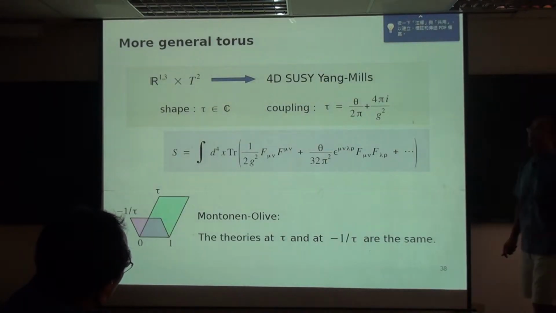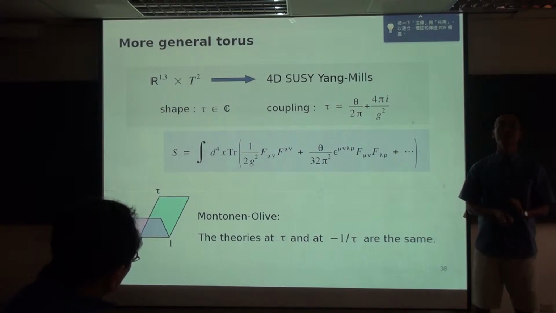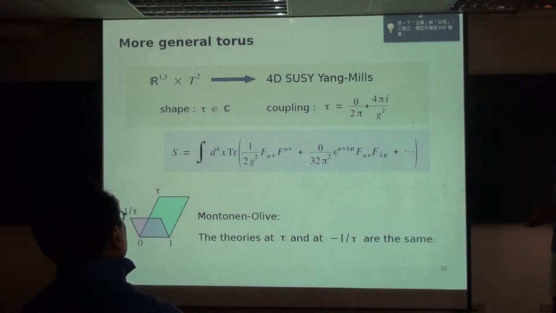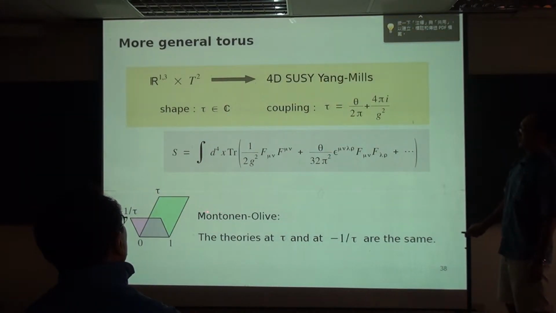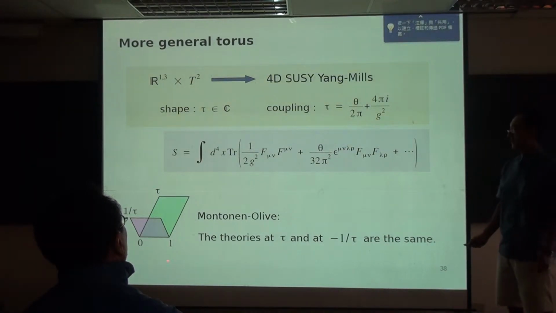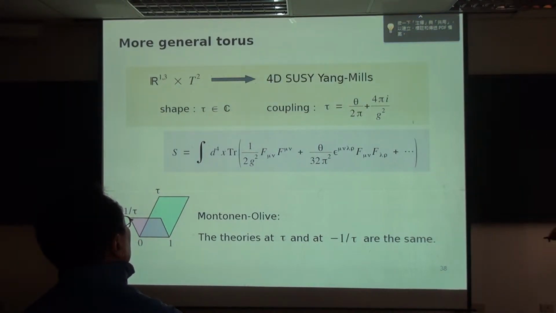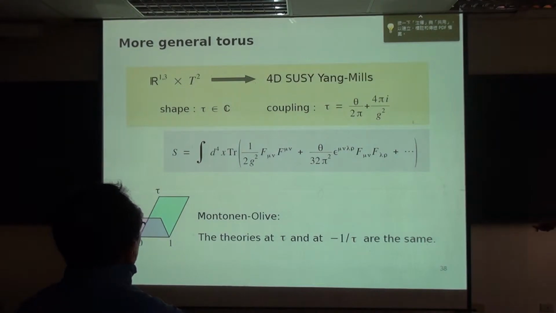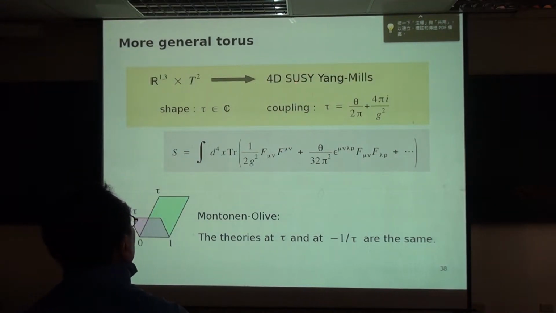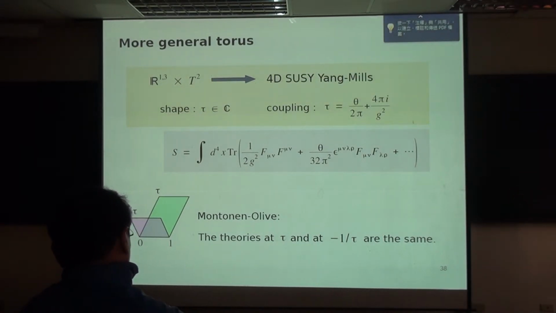Right. So far we have been talking about the rectangular torus, but we can generalize the compactification to some oblique torus. So the general two-dimensional torus can be defined by introducing two different periodicities, z is equal to z plus 1 and z is equal to z plus tau, in the complex plane. And if we compactify the M5 brane onto such a torus, then what we get is the four-dimensional super Yang-Mills, the same, but with this value of the coupling.